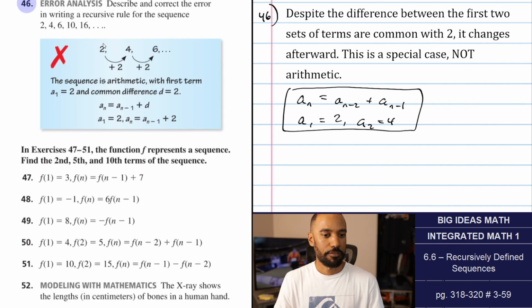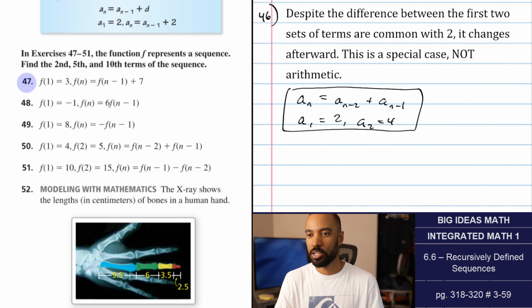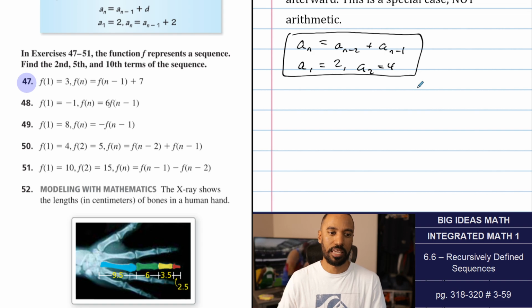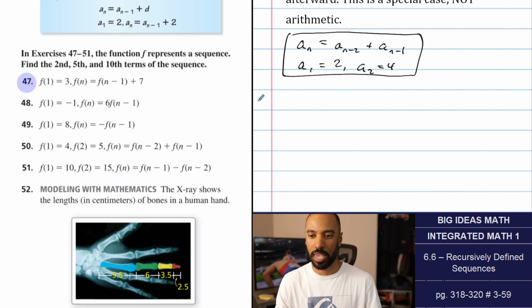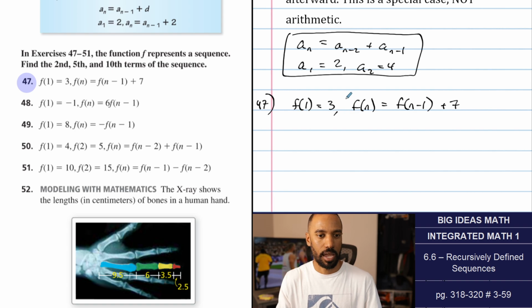All right, numbers 47 to 51, the function f represents a sequence. Find the 2nd, 5th, and 10th terms of the sequence. Now, I did mention that, yes, you can use function notation on these. I don't want you to confuse it for multiplication, just like we did with explicit rules. So, f of 1 equals 3 means the value of the first term is 3. F of n, you take the term before it, f of n minus 1, plus 7. This looks to be arithmetic. It says the function represents a sequence. Find the 2nd, 5th, and 10th terms of the sequence.